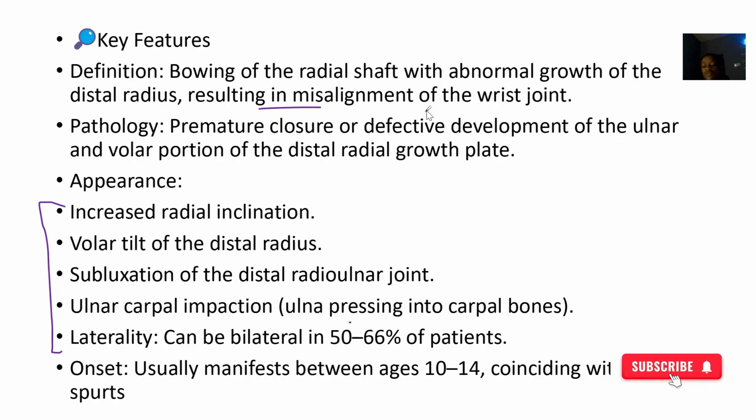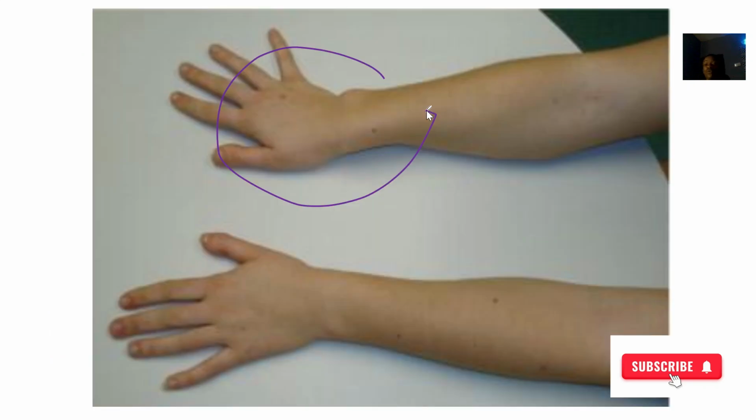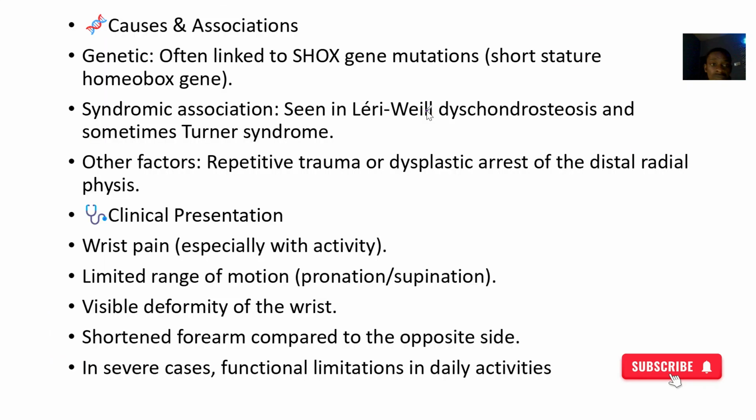So it can be bilateral, you know. It can be on two sides, okay. It can be on one side. This is one side. So it's usually linked towards mutation in the gene known as the SHOX gene, you know. And you can see it associated with other syndromes like the Léri-Weill dyschondrosteosis, and the Turner syndrome. So other factors are those repetitive traumas and the rest of it.